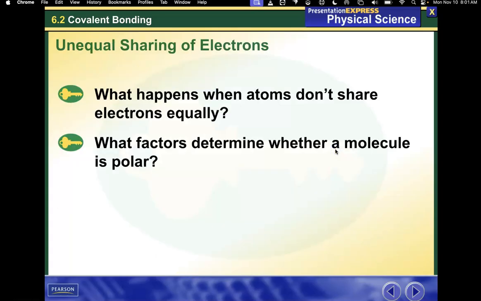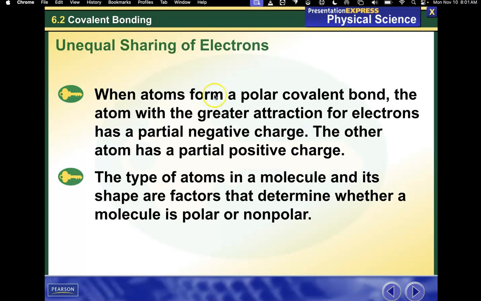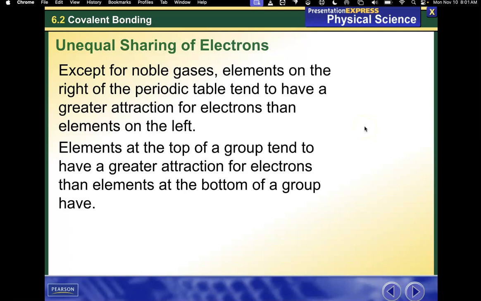What happens when atoms don't share electrons equally? What factors determine whether a molecule is polar? When atoms form a polar covalent bond, the atom with the greater attraction for electrons has a partial negative charge. The other atom has a partial positive charge. The type of atoms in a molecule and its shape are factors that determine whether a molecule is polar or nonpolar. Except for noble gases, elements on the right side of the periodic table tend to have a greater attraction for electrons than elements on the left. Elements at the top of a group tend to have a greater attraction for electrons than elements at the bottom of a group.